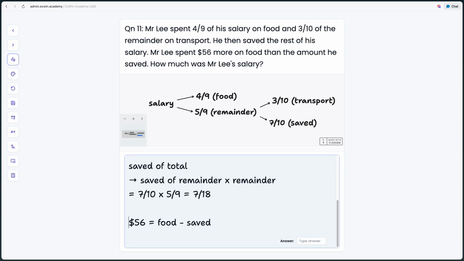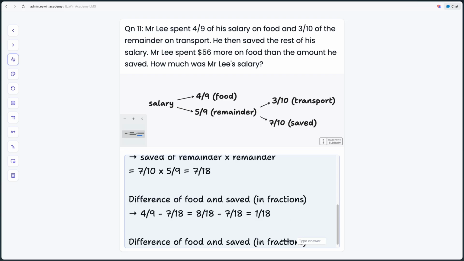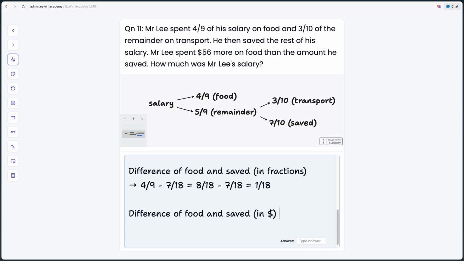So for $56, in this case, 4 over 9 minus 7 over 18 is equal to 8 over 18 minus 7 over 18. This will give us 1 over 18. Okay, so that means this is the difference of food and saved in fractions. And we also know that the difference of food and saved in dollars is equal to $56. So that means 1/18 of total is equal to $56.